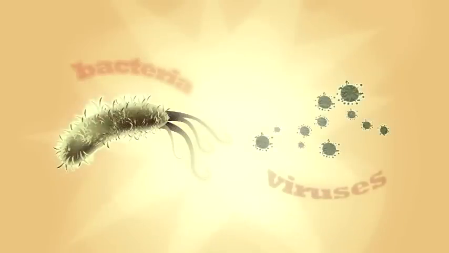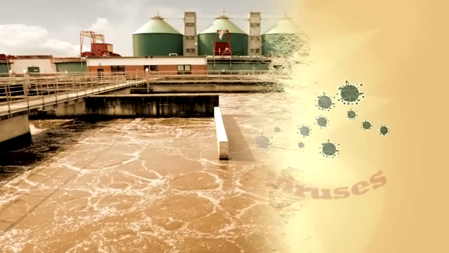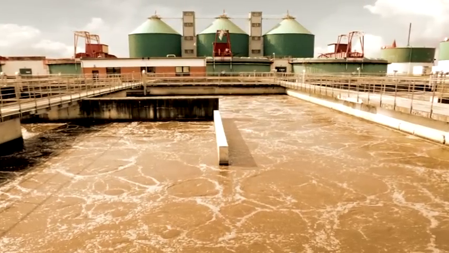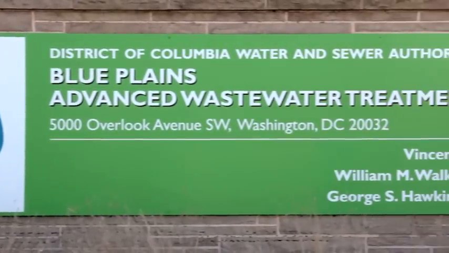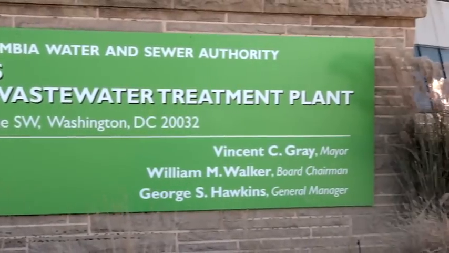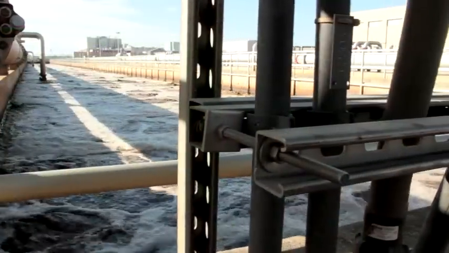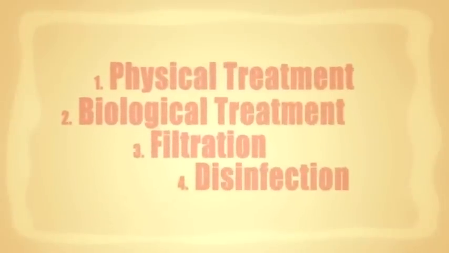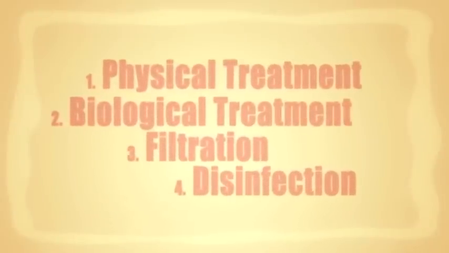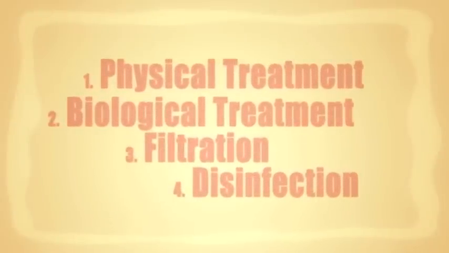But amazingly, all of these substances are removed from sewage in wastewater treatment plants. To get more acquainted with this process, we visited Blue Plains Advanced Wastewater Treatment Plant in Washington, D.C., which treats a whopping 370 million gallons of sewage every day. Let's look at the four main stages of water treatment to see how wastewater goes from polluted to pure. In order, the stages are physical treatment, biological treatment, filtration, and disinfection.